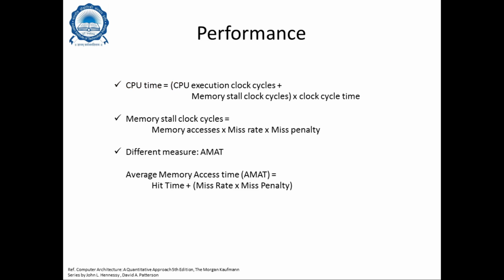Okay, so we are pretty much done with the cache memory, and finally to end, I'll give you some formulas for performance of caches. So CPU time, we know, is given by CPU execution clock cycles plus the memory stall clock cycles, and that together is multiplied by the clock cycle time. While the memory stall clock cycles can be computed as the number of memory accesses times miss rate times miss penalty, while the average memory access time can be given as hit time plus miss rate times miss penalty. Okay, just remember these three formulas, they are conceptually sometimes useful.